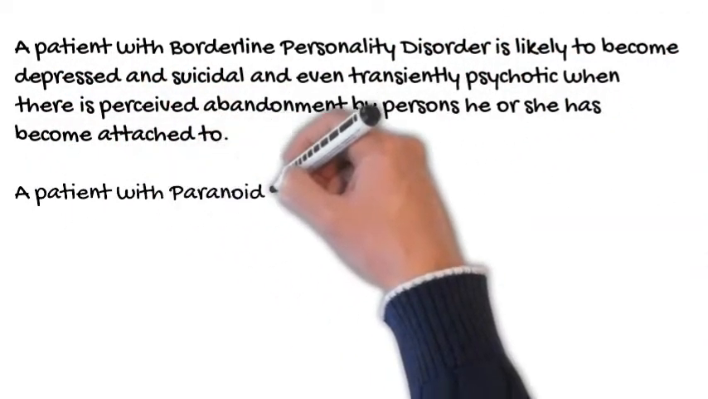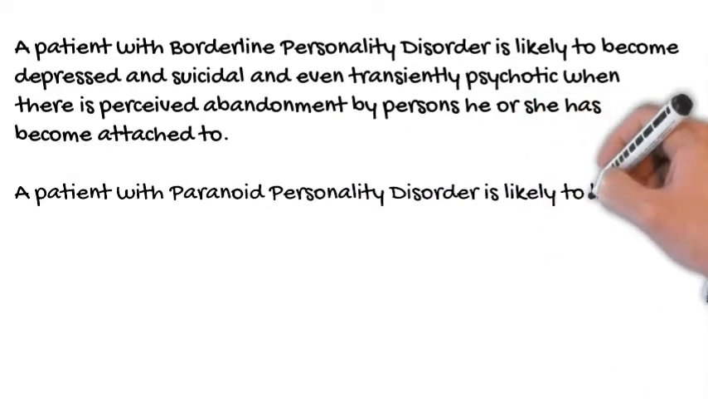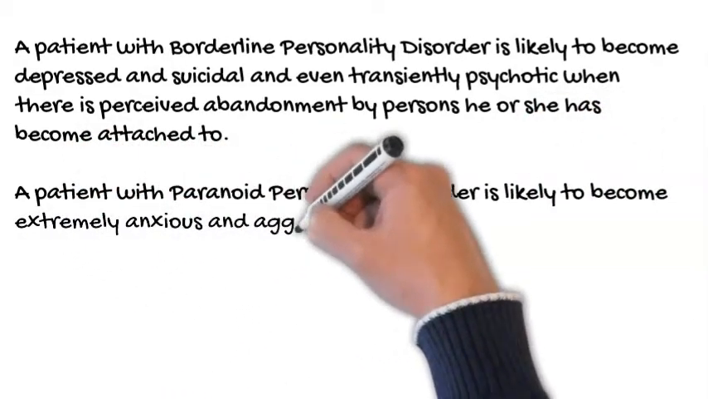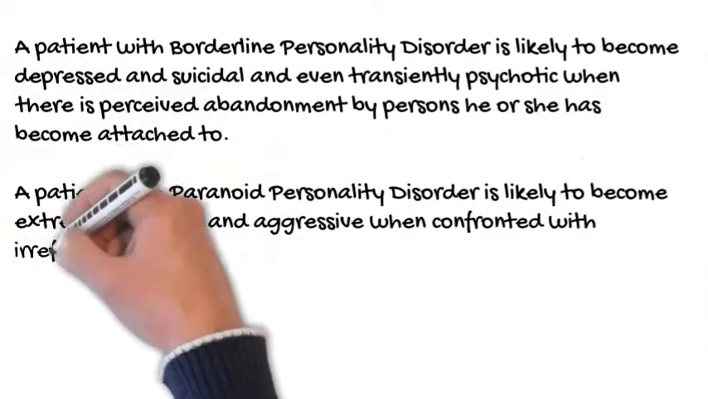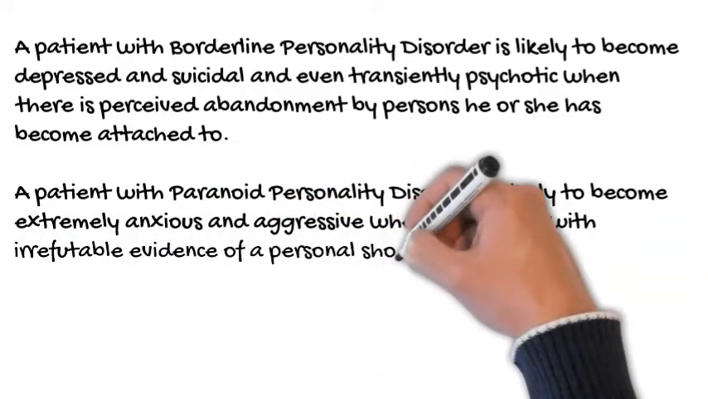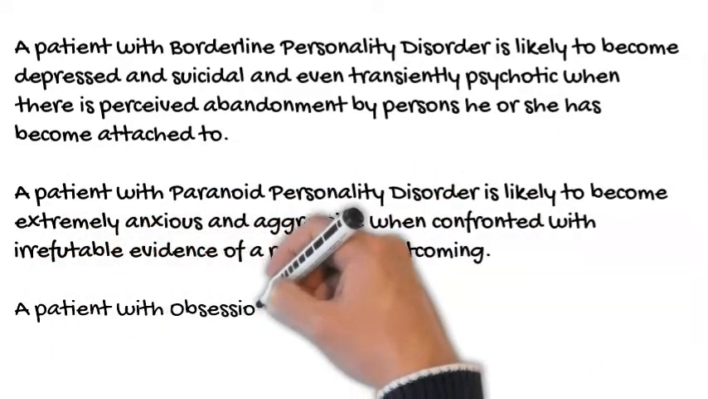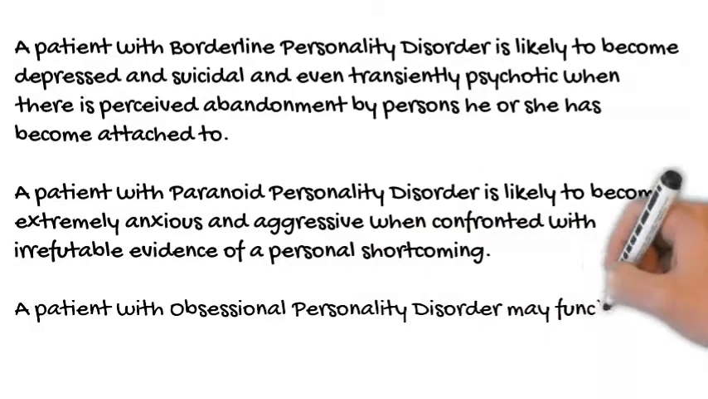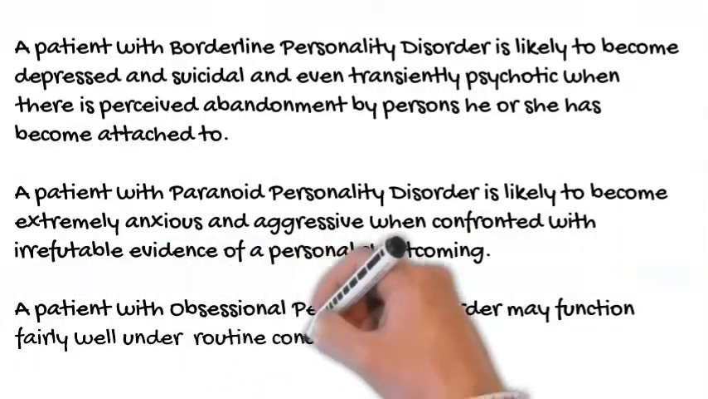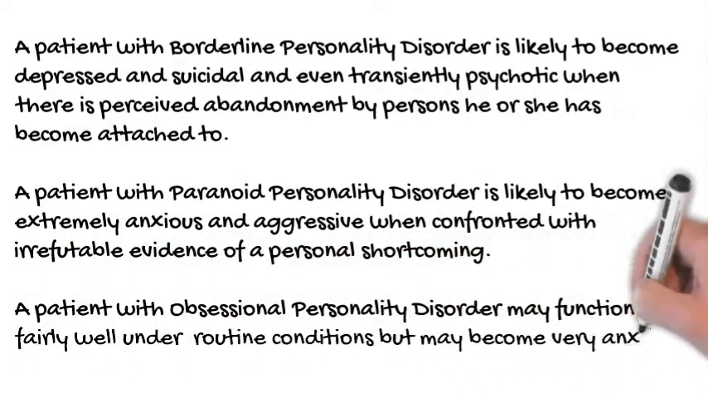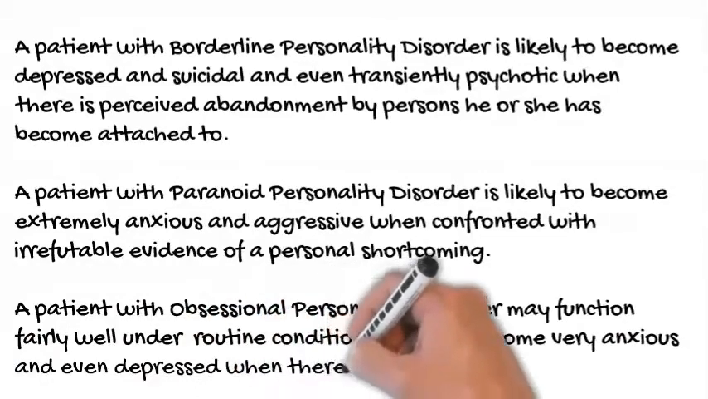A patient with paranoid personality disorder is likely to become extremely anxious and aggressive when confronted with irrefutable evidence of a personal shortcoming. A patient with obsessional personality disorder may function fairly well under routine conditions but may become very anxious and even depressed when there are unexpected changes.